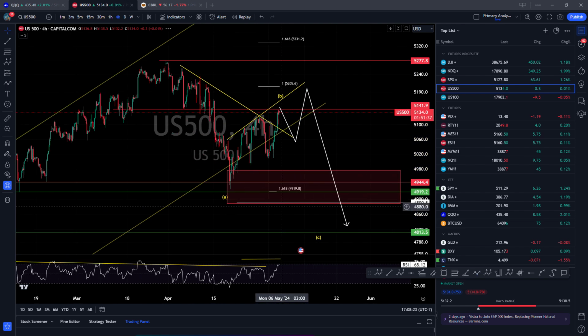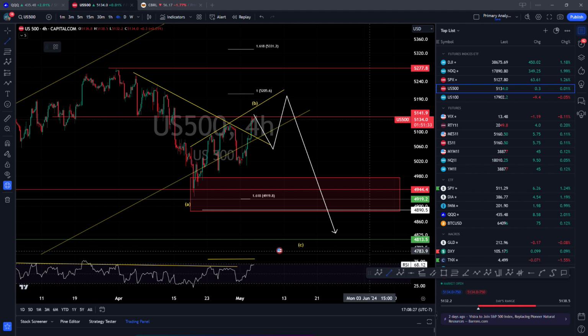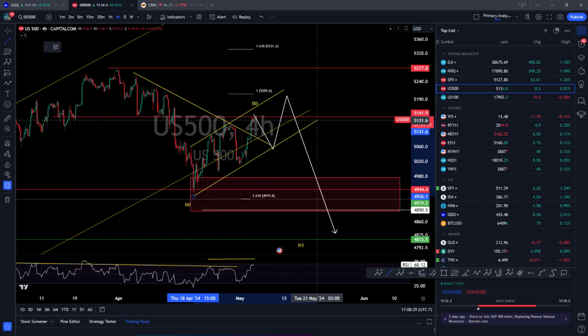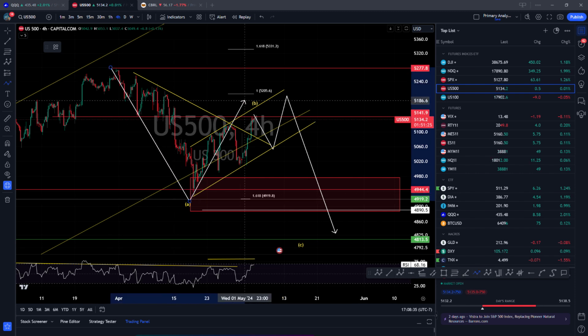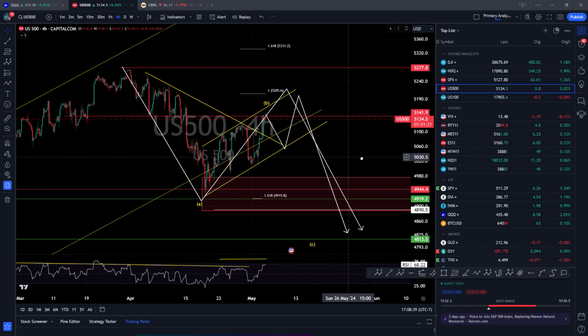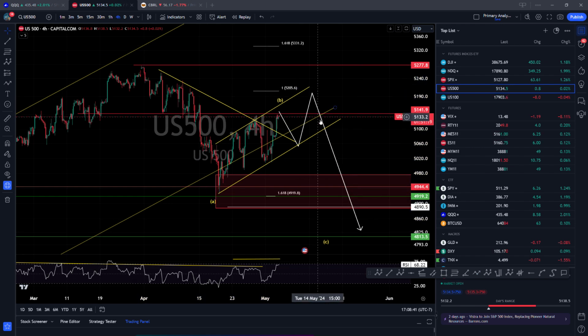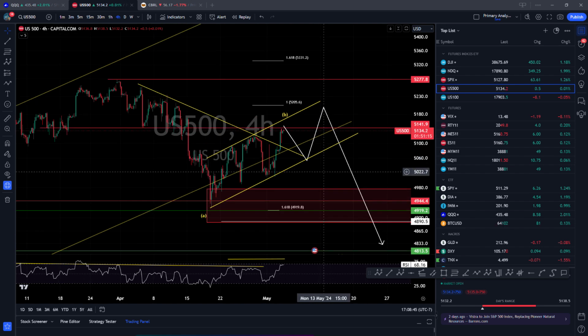So that was still my primary path for this particular correction that we are in, which we have talked about as an ABC, first A, B, and a third leg C, which will come in later, right? So that still stays as my primary path.